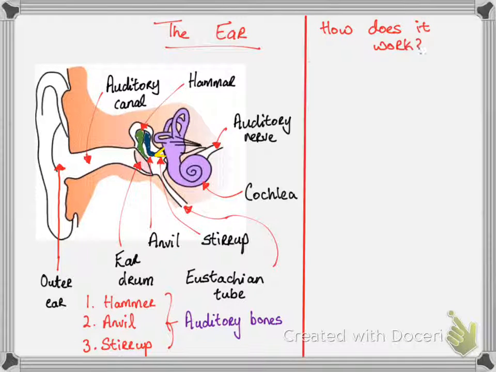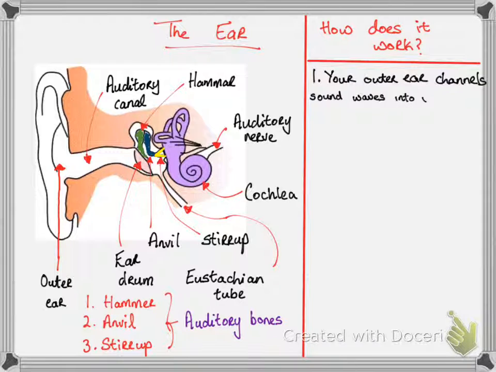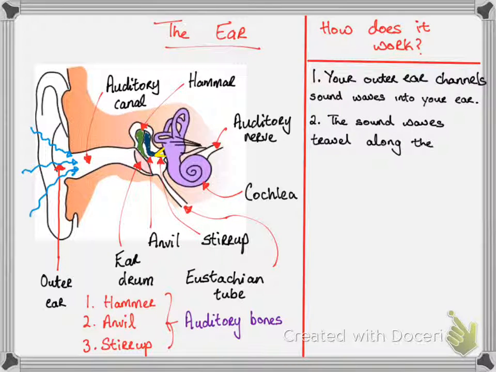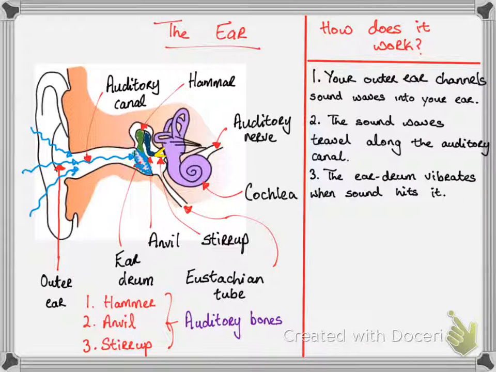So, how does it all work? We'll first start with your outer ear. This channels sound waves into your ear. So sound waves come in as vibrations and they are channeled along the auditory canal. Once they pass through the auditory canal, the eardrum vibrates when sound waves hit it. So I've coloured that in blue there to show vibrations.